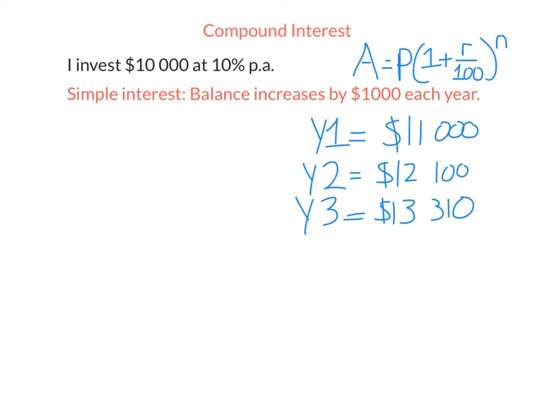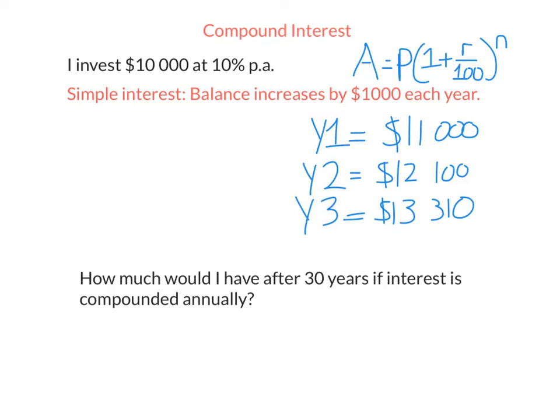But we don't want to do these calculations this way, find out how much after each year, because that will take forever. Instead, I can just use this formula up here. So let's say I invest $10,000 at 10% per annum. I'm going to find out how much money I would have after 30 years. So just so you're aware, compounded annually means I recalculate the interest at the end of each year, like I was doing here. So I just use the formula up above.